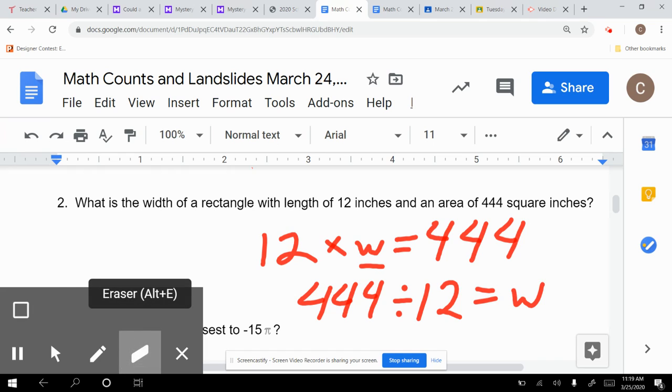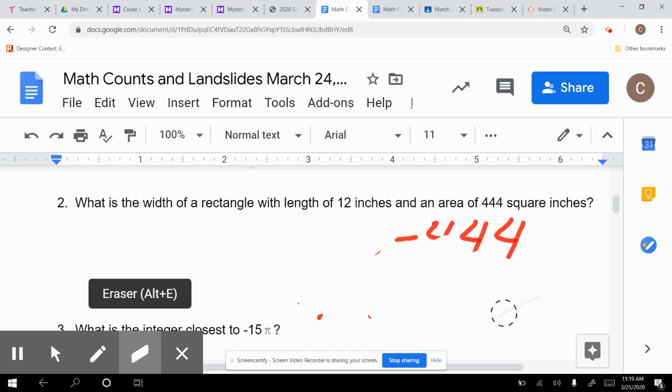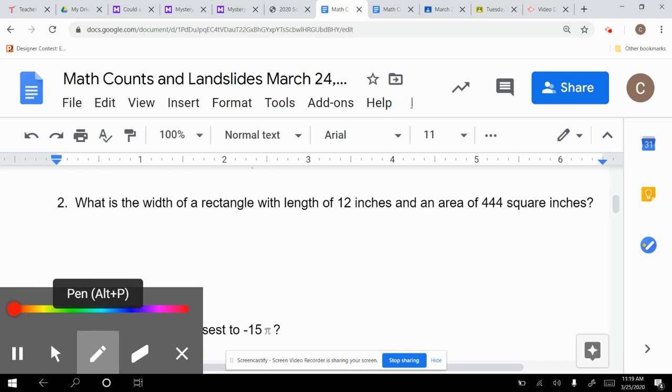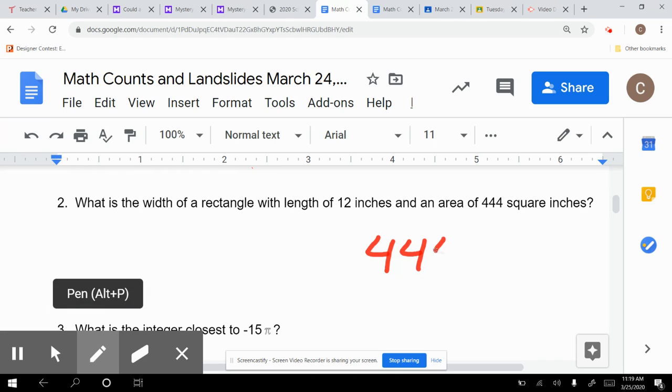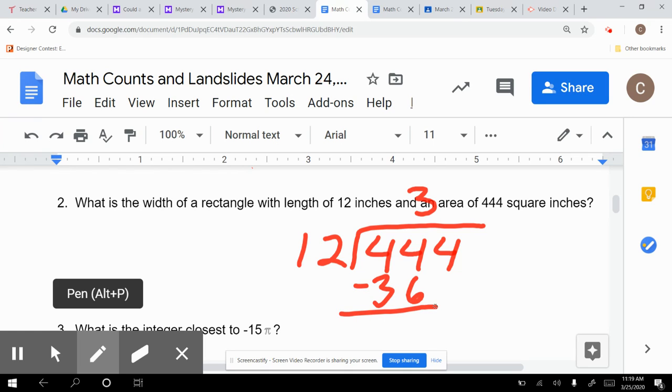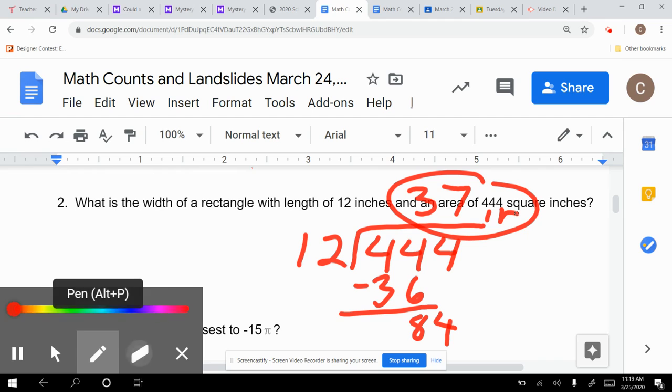Now I can do this algorithmically. Once again, you could have done this with a calculator, but just to keep you thinking about how to do the algorithm, I'm going to take 444 divided by 12. Okay, 12 goes into 4, well, 0 times. 12 goes into 44 3 times. So 3 times 12 is 36. Get a difference of 8. And I bring the 4 down, and I know that 12 goes into 84 exactly 7 times. So our answer is 37 inches. Excellent. Okay, let's keep moving.